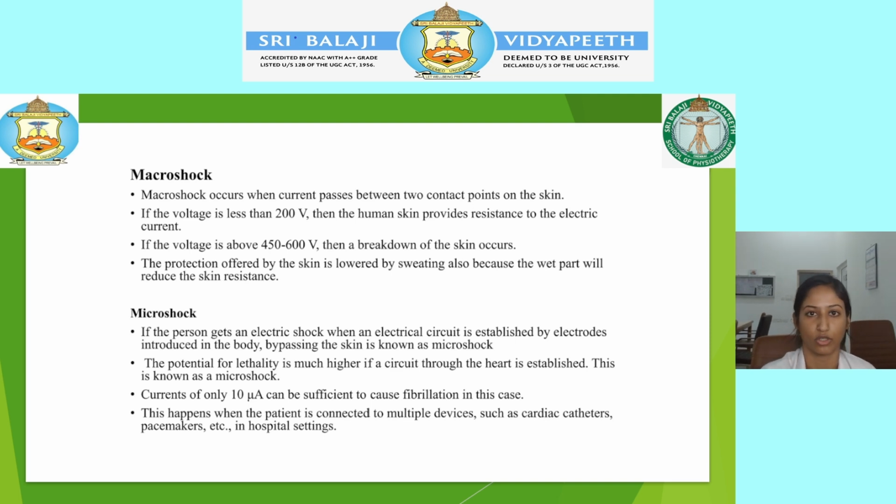In macro shock, what will happen? It occurs when the current passes between two contact points of the skin. If the voltage value is less than 200 V, the human skin will provide resistance. But if the value is above 450 to 600 V, a breakdown of the skin occurs. These all happen under macro shock. In micro shock, if an electrical circuit is established by electrodes introduced into the body bypassing the skin, that is known as micro shock. In this case, a current of only 10 microamperes can be sufficient to cause fibrillation.